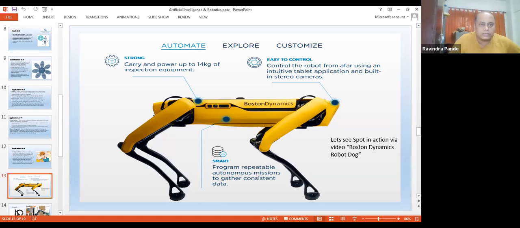Where is that robot? Okay, let's try to understand from this robot called, oh, I forgot the name again. Dot. They call it Dot. Let me start the video and we'll understand this.